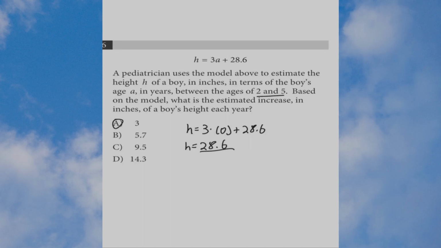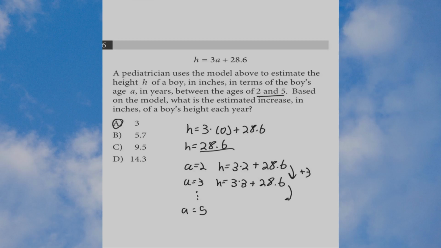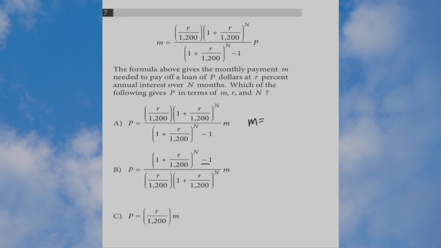A way of seeing this is if we plug in different a's. If a is equal to 2, we're going to have h is equal to 3 times 2 plus 28.6. If a is equal to 3, we're going to have h is equal to 3 times 3 plus 28.6. And we'll see the same up until a is equal to 5. This is different from this by 3, so this is plus 3. And then the 4 is also in here. That'll be plus 3, and then it'll be plus 3 again. It's 3 every year.